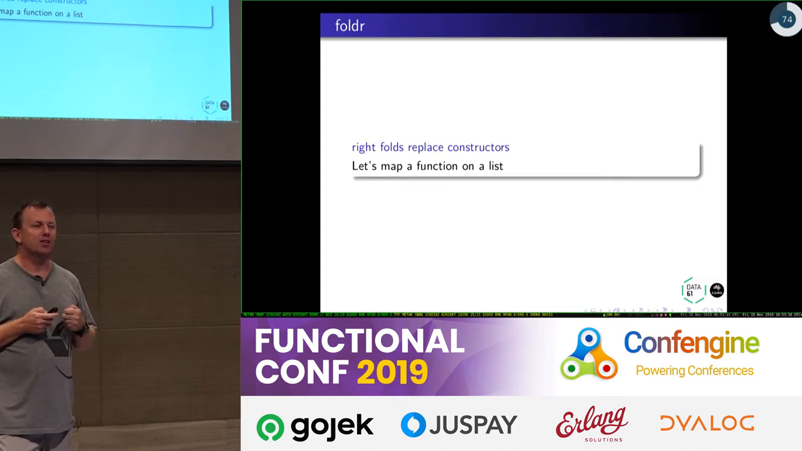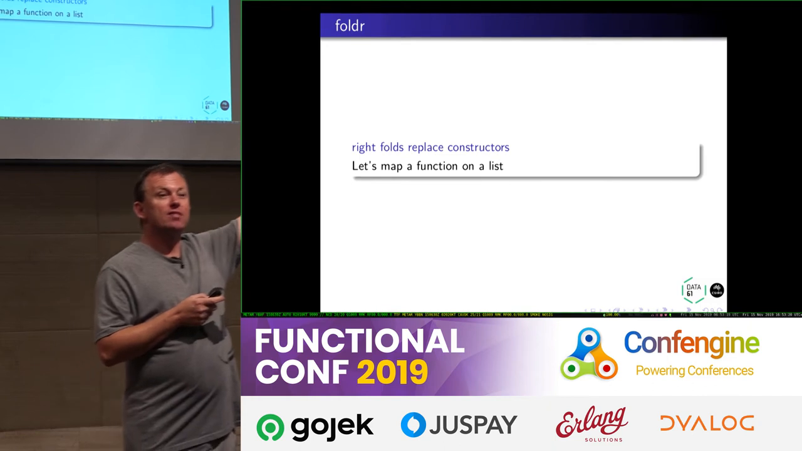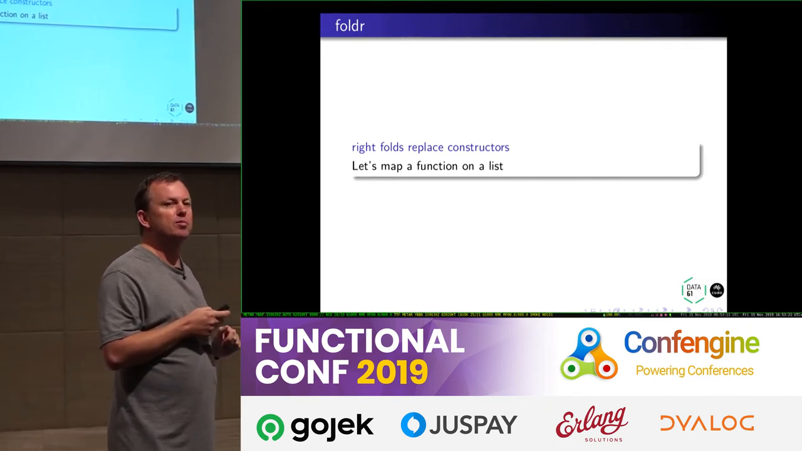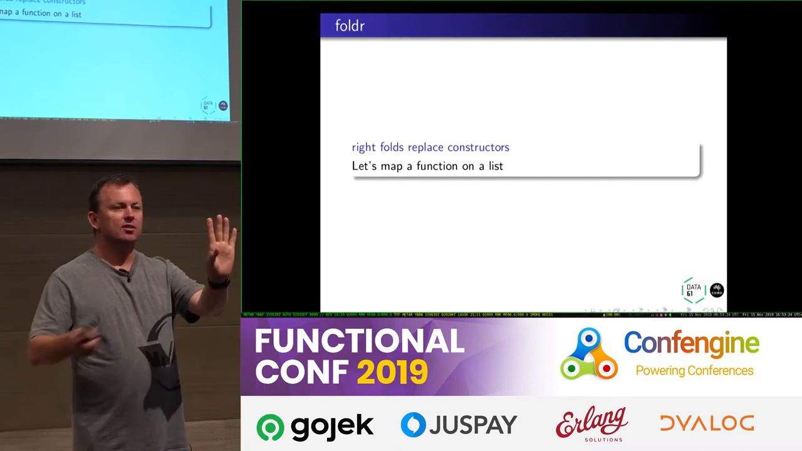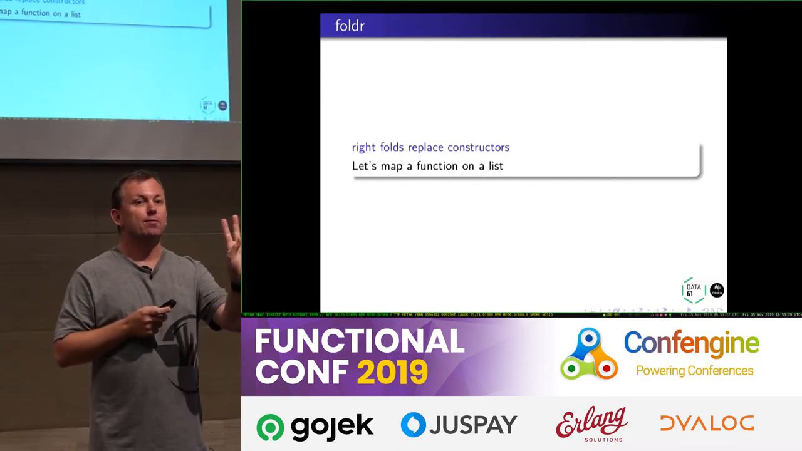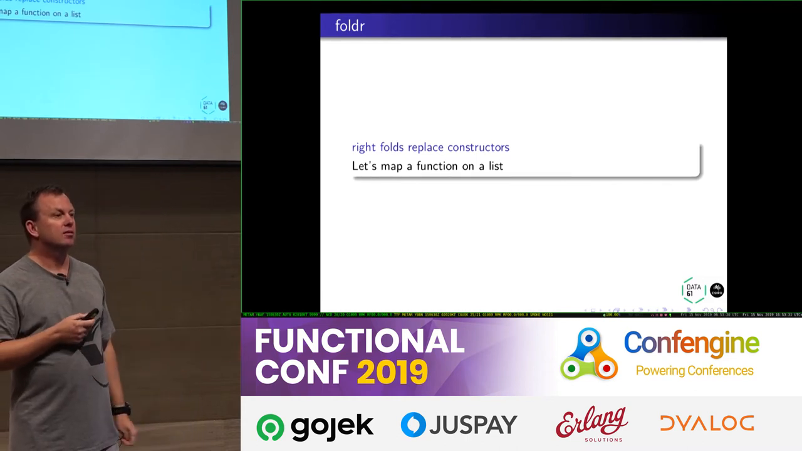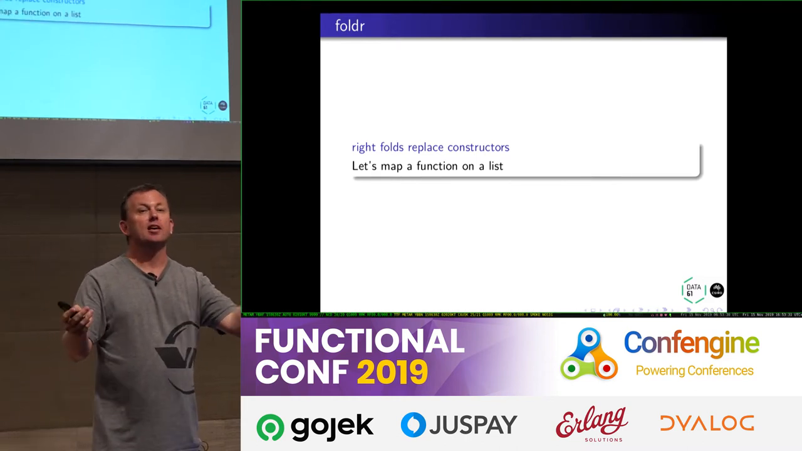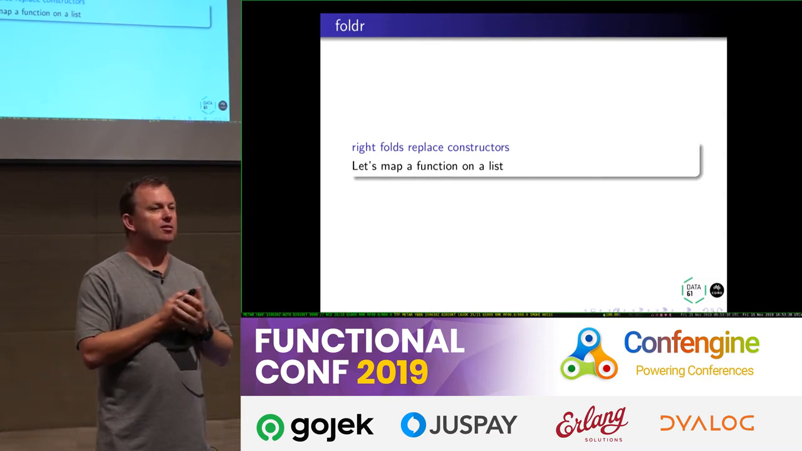What about mapping a function on a list? So who's heard of the map function? Or who's never heard of it? How about that? Everyone's heard of the map function. We have a list, and for each of the elements, I want to run a function on that element to make a new list. Like I might have a list of numbers, and I want to add 10 to all of the numbers. I want to map plus 10 on that list.